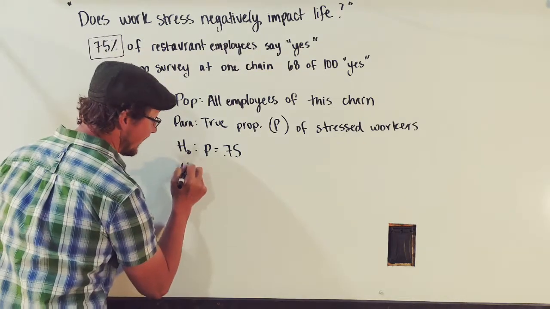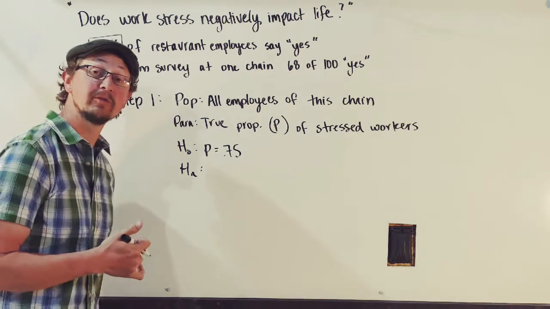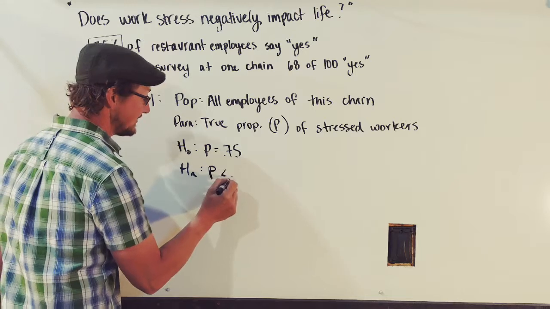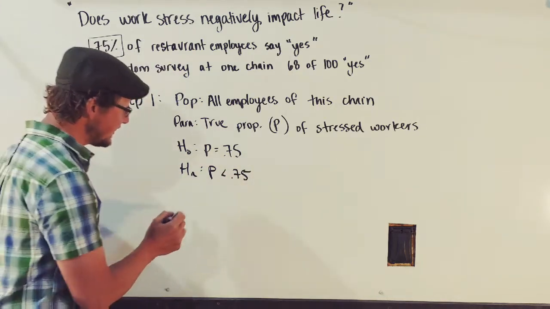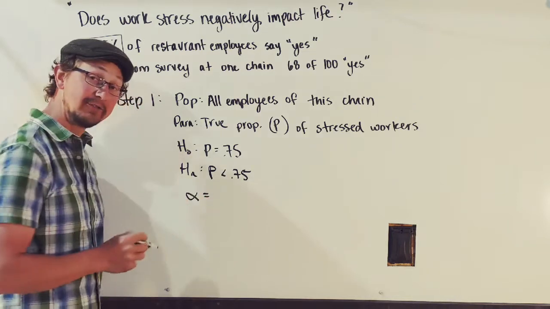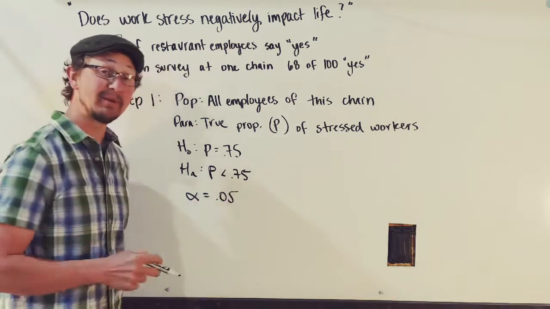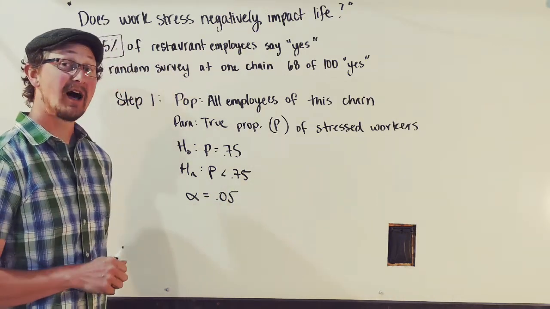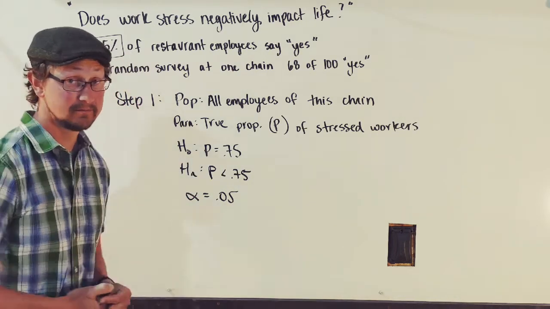Our alternative hypothesis suggests that there might be a change. We want to know if these employees are less stressed. So is the proportion less than 0.75? And let's stick with our alpha, our significance level, of 0.05. Anything that happens more rarely than 5% of the time will be impressive enough for us to change our opinion about the null hypothesis. Step one.